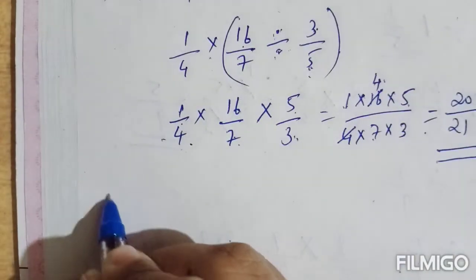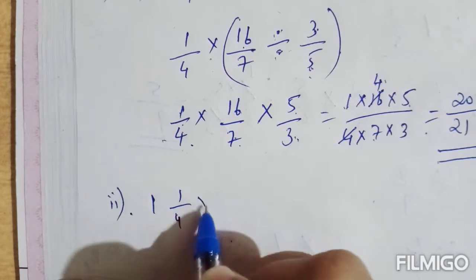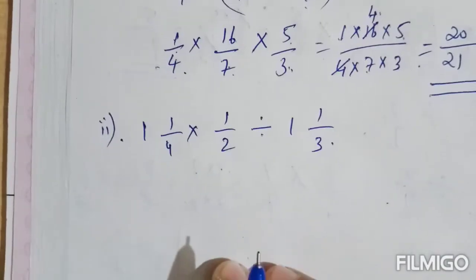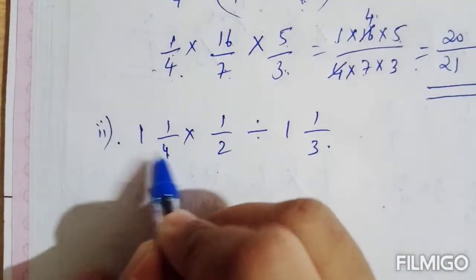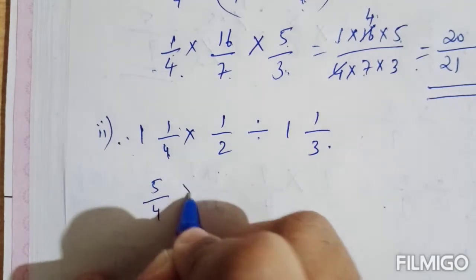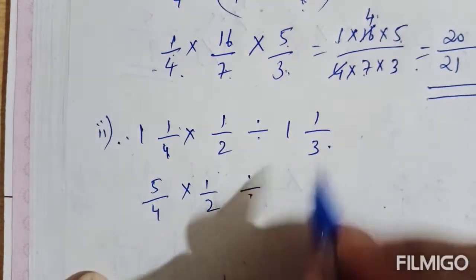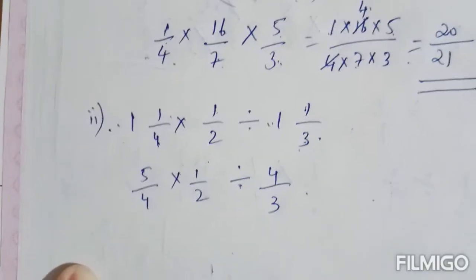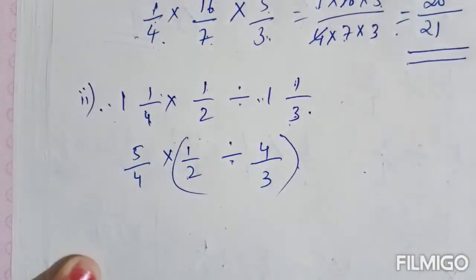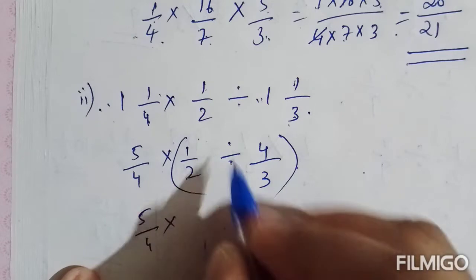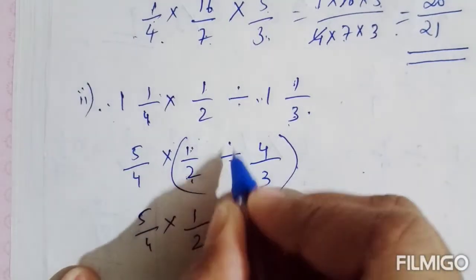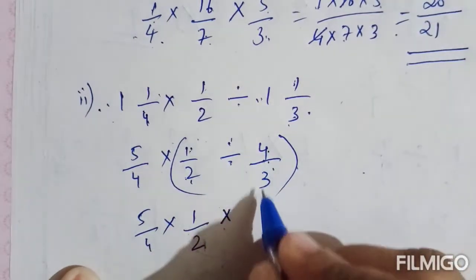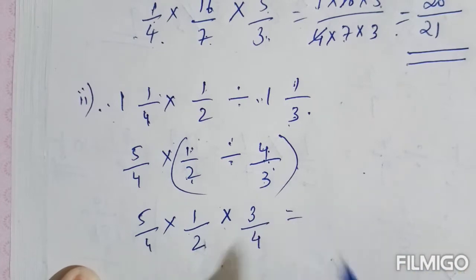Okay. Now in the second one, 1 1/4 into 1/2 divided by 1 1/3. So first converting this to improper fractions. 4 into 1 is 4, 4 plus 1 is 5, so 5/4 into 1/2 divided by 1/3. 3 into 1 is 3, 3 plus 1 is 4, so 4/3. So here also first doing division. 5/4 into 1/2 you can write as it is. Division sign, change that to multiplication sign. Take the reciprocal of the divisor. 4/3 will be 3/4.